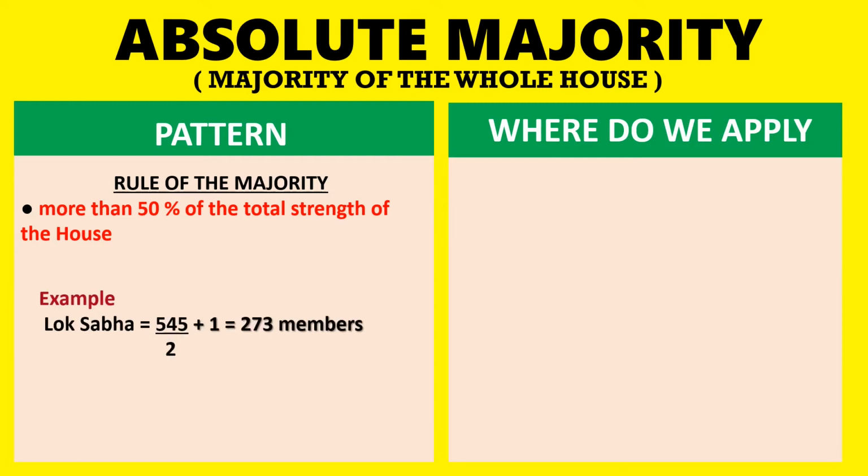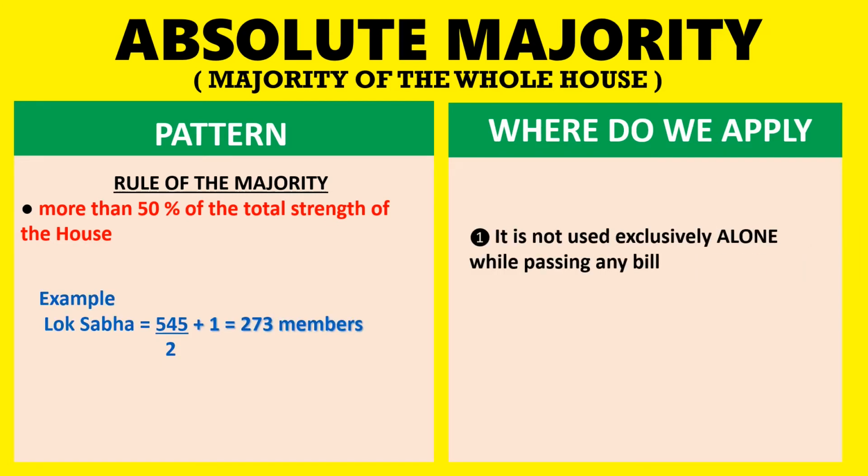Let's take an example. The Lok Sabha has 545 members. They must have 50% of the total strength, which means half of the total strength. Here 545 is the total strength, and half of 545 is 272.5. Since it says more than 50%, you have to go to half of 545 plus 1, which comes to 273. So if you have 273 members, only then can you go for absolute majority. But the reality picture of the application will come now again.